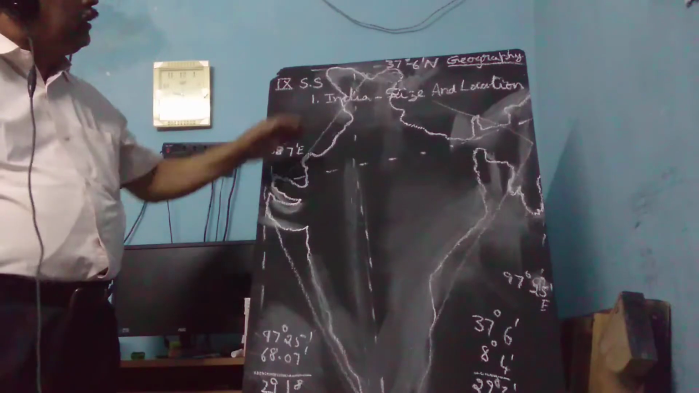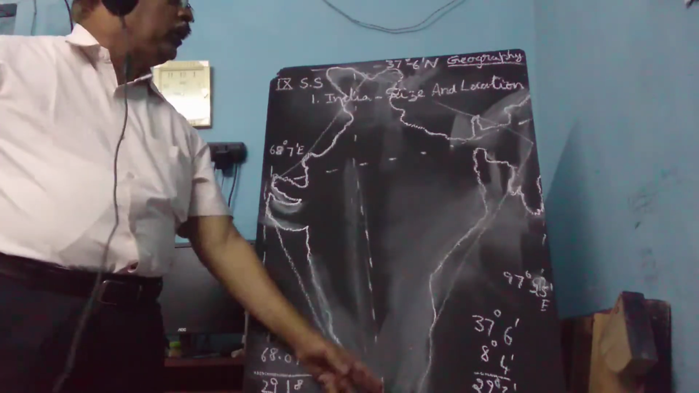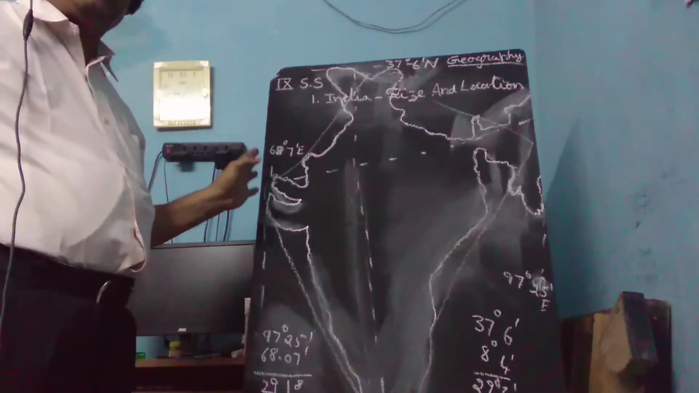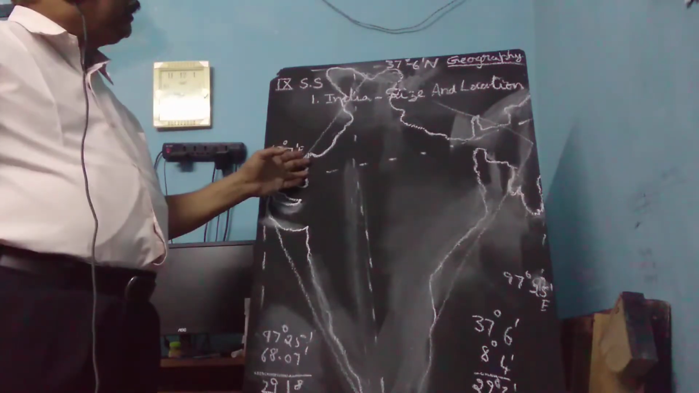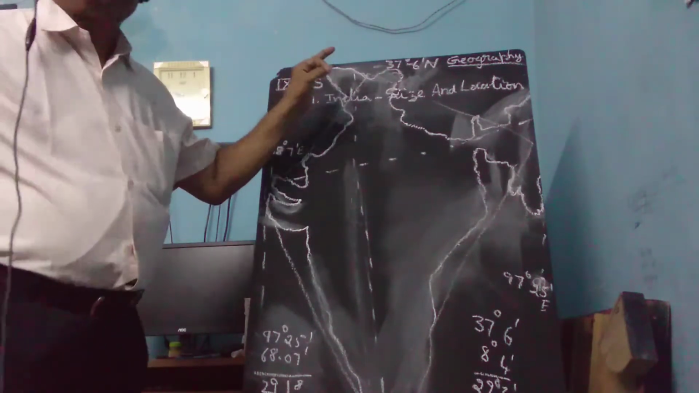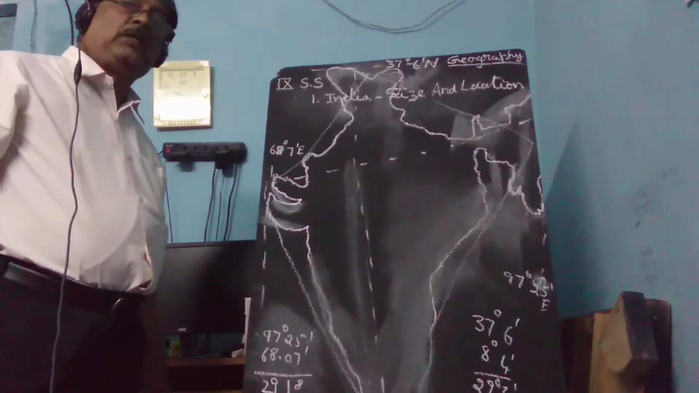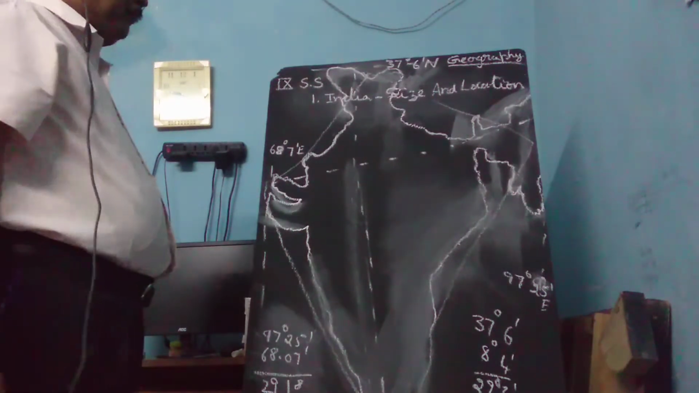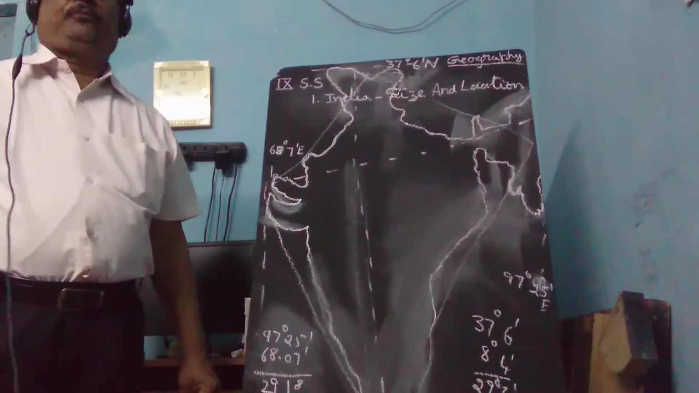It means the number of latitudes passing from north to south and the number of longitudes passing from east to west are the same. So we can say India is somewhat in the shape of a square. So this is the location of India.